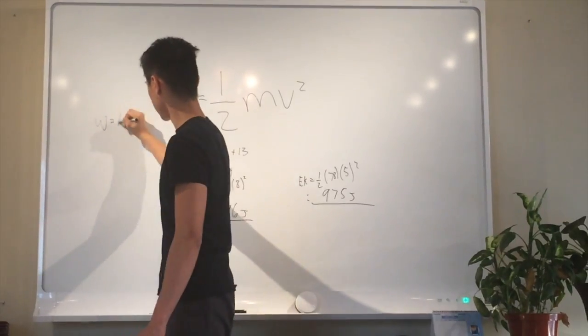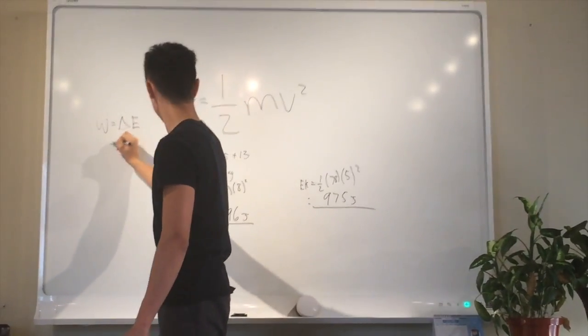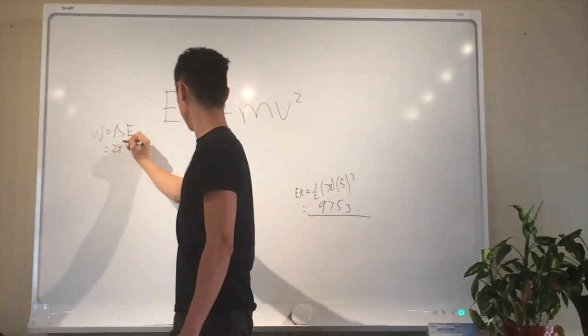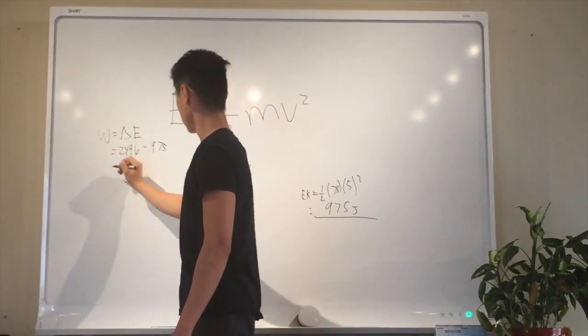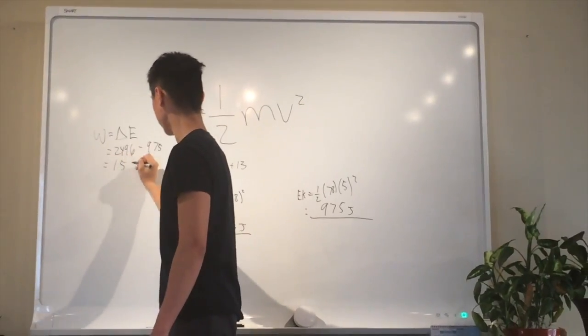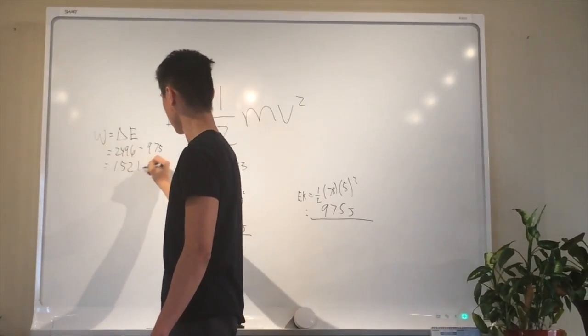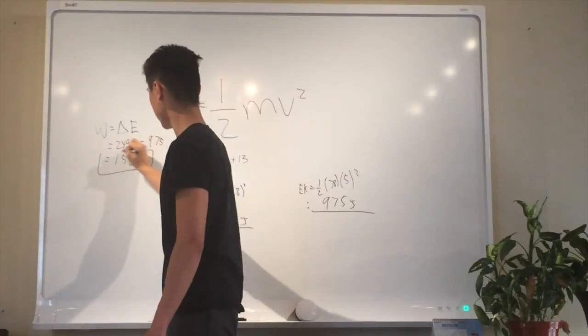So now to find work, work equals change in E, which equals 2,496 minus 975, which turns out to be 1,521 joules, and that is the total work done.